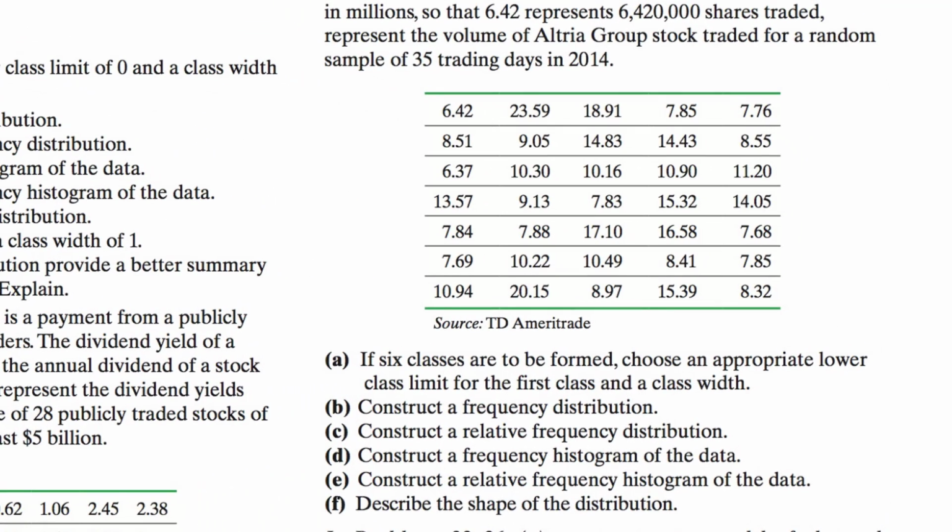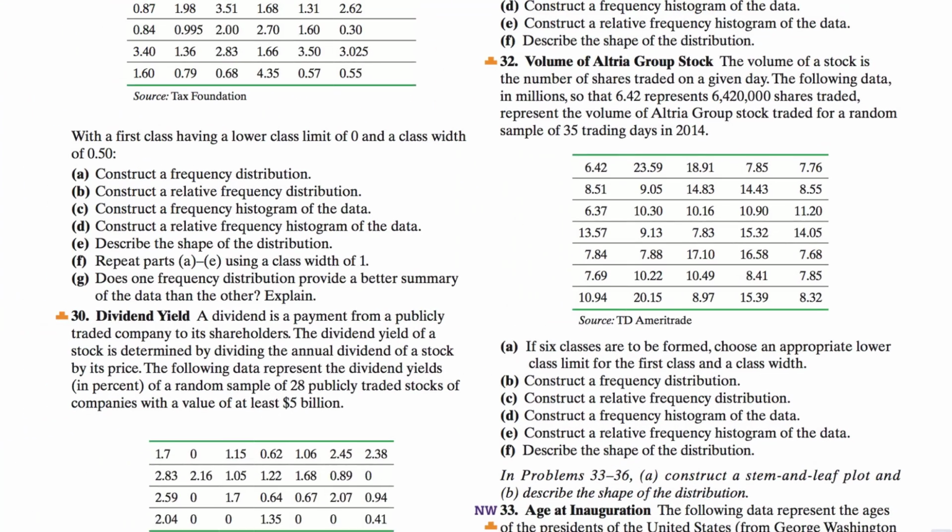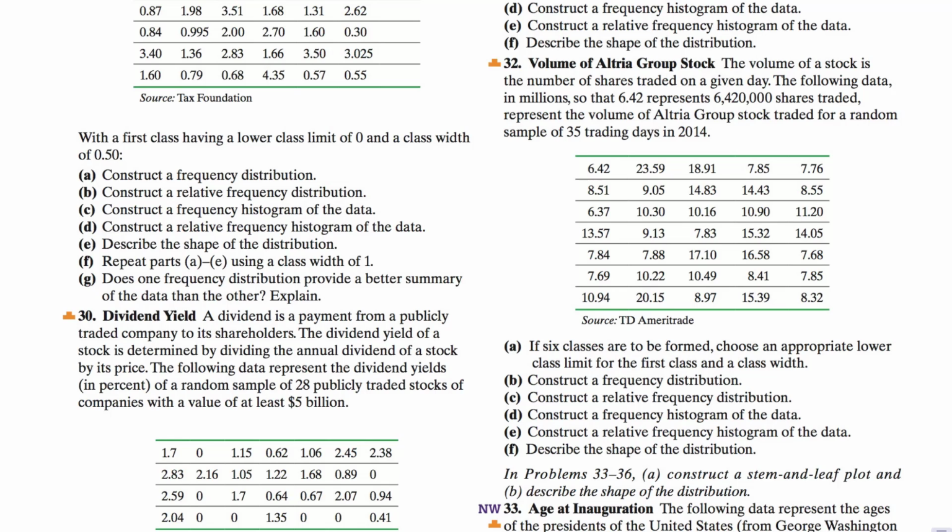The problem says, if 6 classes are to be formed, choose an appropriate lower class limit for the first class and a class width. So we did that kind of backwards. We chose the class width first, which, to be direct, you have to do. And so now we want to figure out what we are going to use for our lower class limit for the first class. So in other words, is it going to be 6.37 or is it going to be some other value? And there are a few things to keep in mind here as we do this.